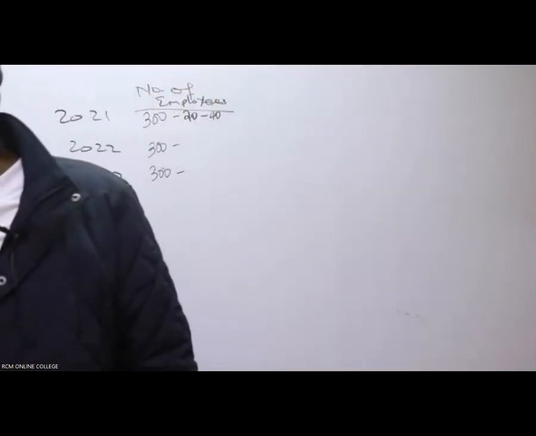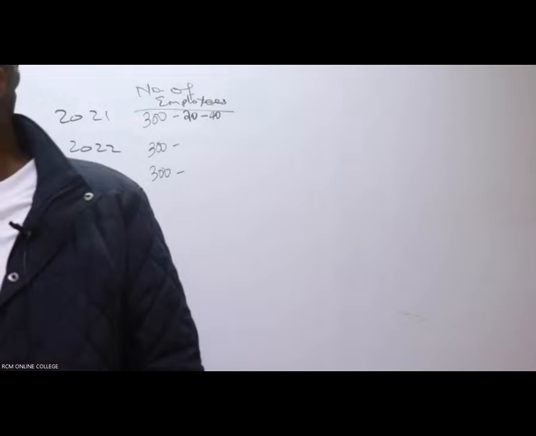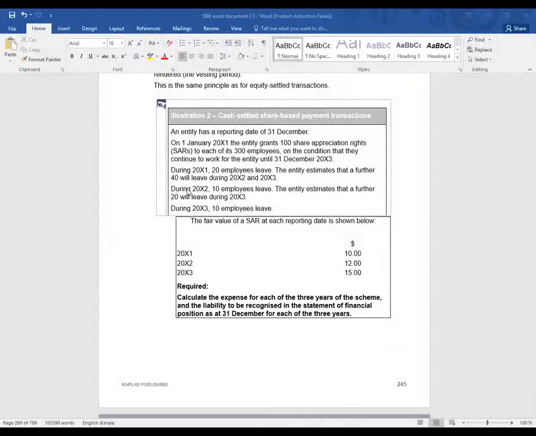So 2022, what do we have here in 2022? In 2022, we are beginning with 300, remember. But you're told that during 2022, 10 employees are leaving. And then the entity estimates that a further 20 will leave in 2023. But remember, these are 10 employees leaving in 22, and the 20 will leave in 23. But you see, we want the total number of employees who will leave in 3 years.